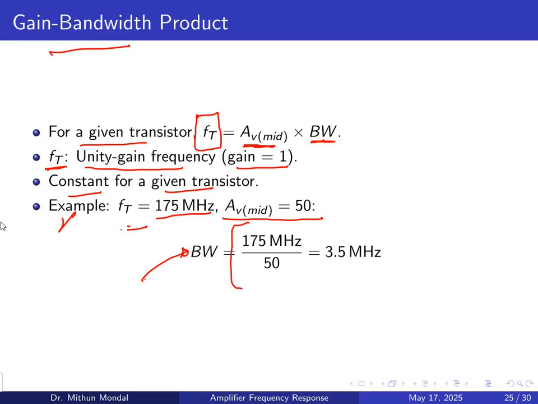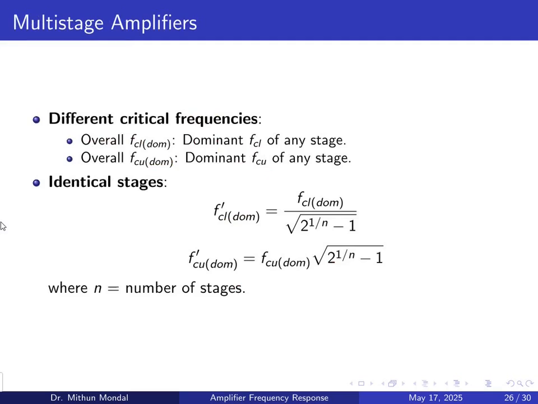So bandwidth is nothing but the Ft value divided by the voltage gain, which comes to be 3.5 megahertz. So 3.5 megahertz is the bandwidth, which is the difference between the upper frequency minus the lower frequency in the dominating region. If we talk about multi-stage amplifiers, then many amplifiers are connected together. There you can have different critical frequencies, or each stage will be identical.